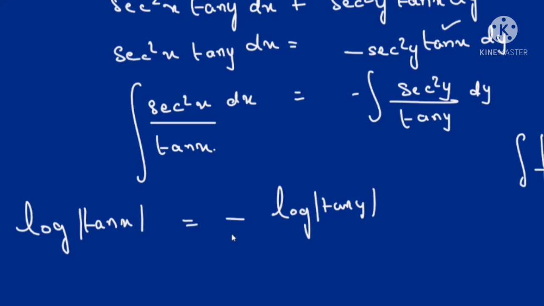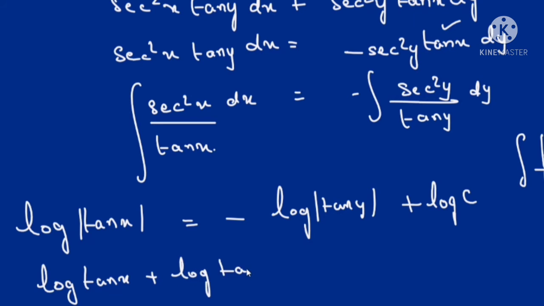Now, whenever you have log in all the terms, the constant also you can write as log. It will be easy for you to simplify, otherwise you have to change later. So when everything is in log, it will be easy if you write the constant also as log c. Instead of writing c, I am writing it as log c, so I can easily cancel all this. So log tan x, bring it here, plus log tan y is log c.